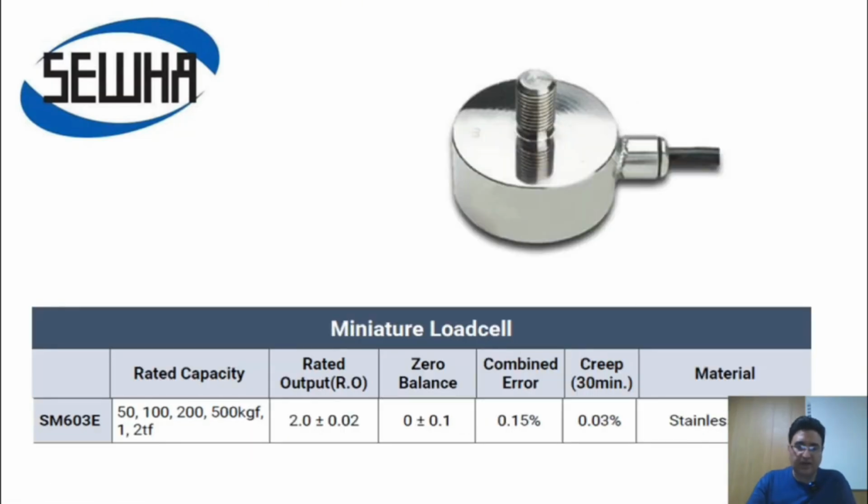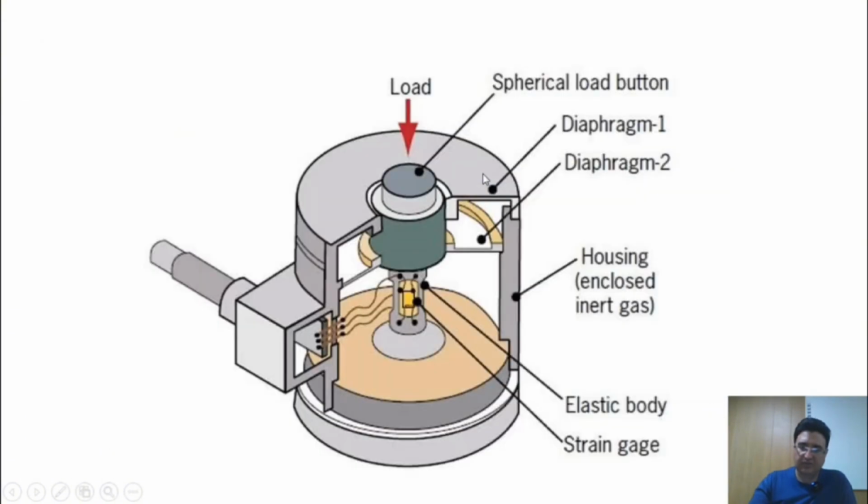And finally, our very last miniature load cell, the SM600-3A model, is presented here. As you can clearly observe, this particular load cell is inherently a tension type load cell, and consequently we can effectively utilize it to accurately measure various tensile forces, providing precise and reliable data for numerous applications.